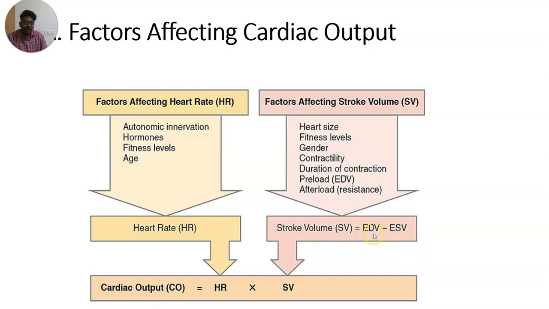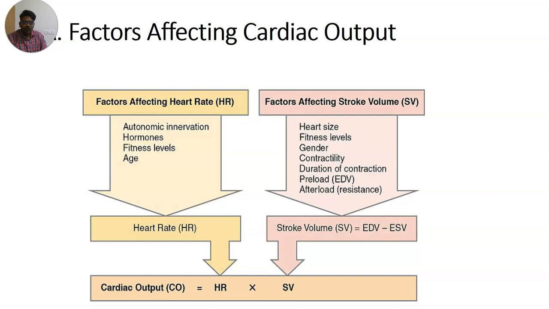Now this end diastolic volume, which demarcates the preload for the heart, is a very important factor which ultimately affects the stroke volume. Now what do we mean by end diastolic volume? End diastolic volume is the volume of blood present in the ventricles at the end of diastole. During diastole, the heart chambers are receiving blood from the periphery, right? So major filling of the atria happens during diastole.